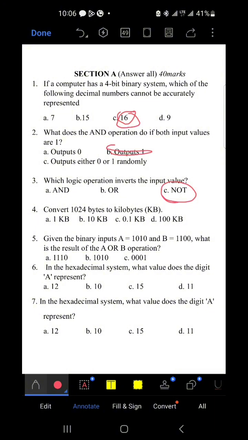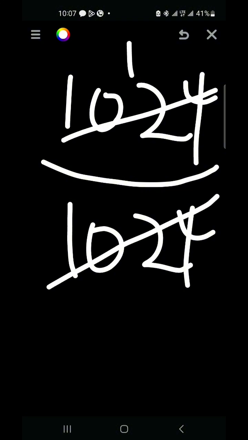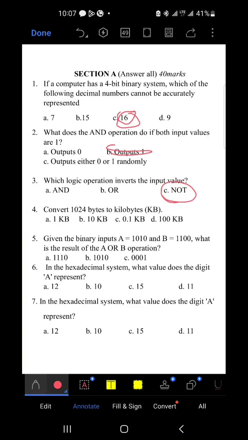And we are having 1024 byte. So if you want to convert to kilobyte, what do you do? You have your 1024 byte here. So you have to divide it by what? 1024. Okay, so if you cancel out, you get 1. So the answer is 1 kilobyte. So the correct answer here is A. 1 kilobyte. Good.